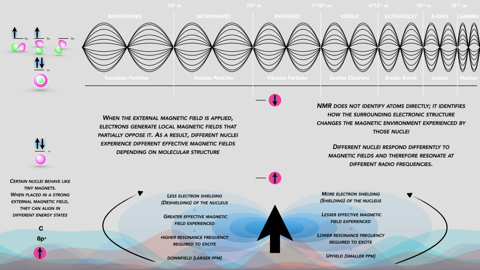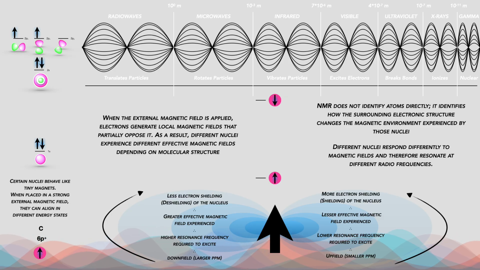At the expense of condensing so much information into one slide, we cover the fundamental principles of NMR. Certain nuclei behave like tiny magnets because they possess spin, just like electrons. When we place those nuclei into a strong external magnetic field, they can align in different energy states, some with the magnetic field, some against the magnetic field. Radio waves can then induce transitions between those lower and higher energy states.